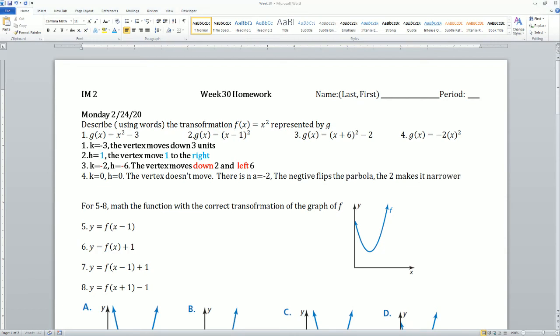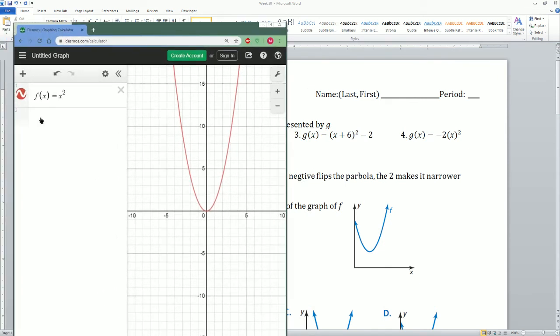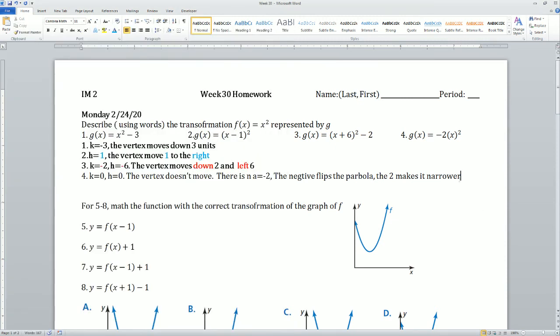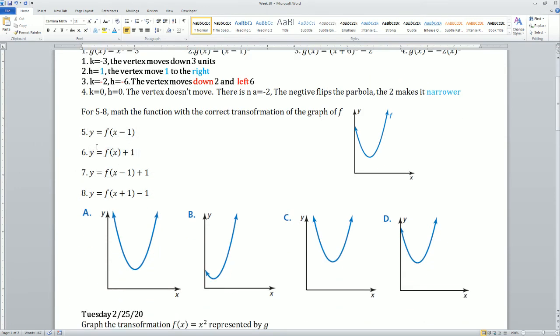So let's put it in Desmos. Here's our original. The new one is going to be in purple. This time we're going to use parentheses, and we are going to have a negative. Do you see how the negative flips it? Then what happens once we introduce the 2? It narrows, so it makes it narrower. So I was right. Those are your answers.